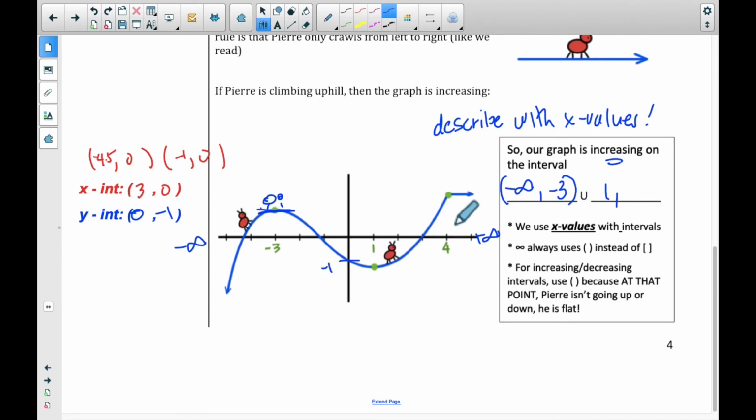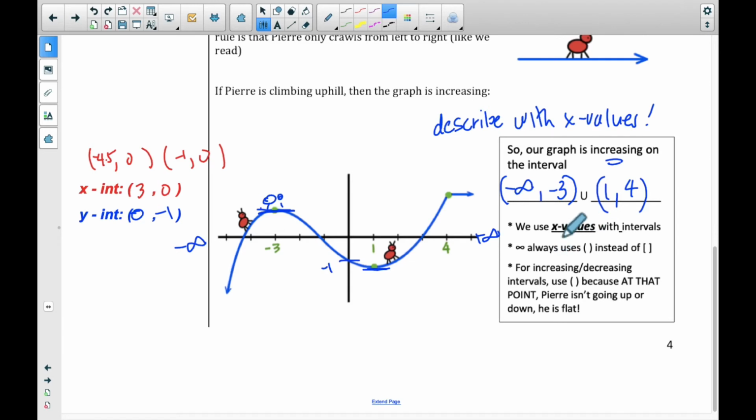There's one more place where the graph is increasing, and that is from here, from 1, all the way over to 4. And once again, we think about, okay, should we use brackets or parentheses? Ooh, this is a tricky one. We're going to put rounded on the +1 for sure. That's definitely rounded, because if he was standing here, he would be flat. Gets up to the 4, and at the 4, I'm going to say he's not flat yet. He doesn't actually get flat until right after the 4, like 4.001. That's when he gets flat.